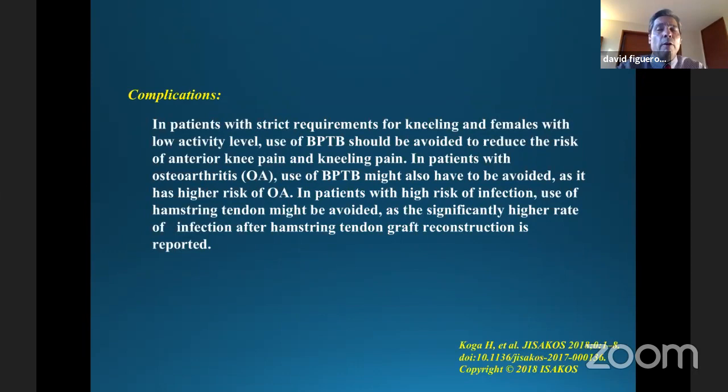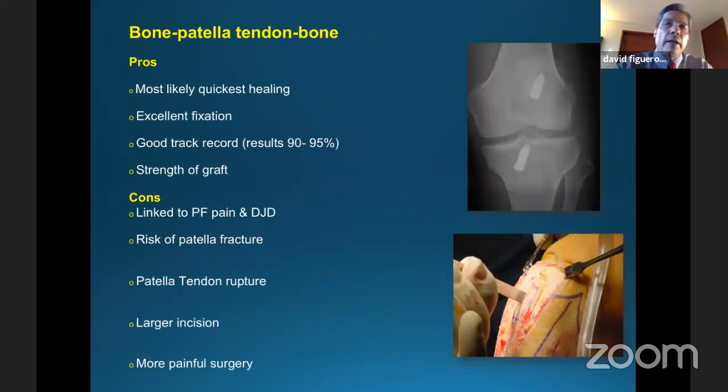And also in patients with osteoarthritis, the use of bone-patellar tendon-bone may also have to be avoided, as this graft has a higher risk of osteoarthritis. And finally, in patients with high risk of infection, don't use hamstring tendon because they have a higher rate of infection reported. So many factors. And just take a look at a brief summary of pros and cons of different grafts.